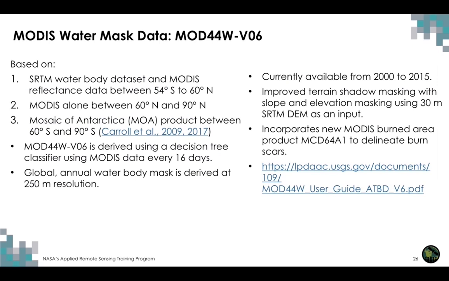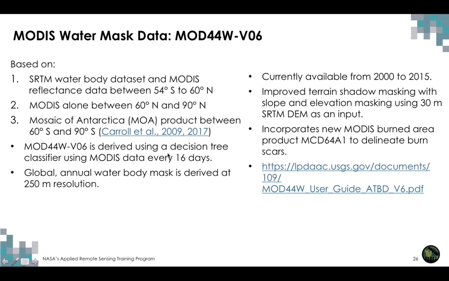The second data set is from MODIS. It is the MODIS water mask data, or MOD44W is the product identification number, and this is version 6. This product is based on the SRTM water body data set, so it uses the HydroLAKES polygons and MODIS reflectances, between 45 south and 60 north. These two are used to derive the water mask. MODIS alone is used between 60 to 90 north latitudes, and a mosaic of the Antarctica product is used between 60 south and 90 south.